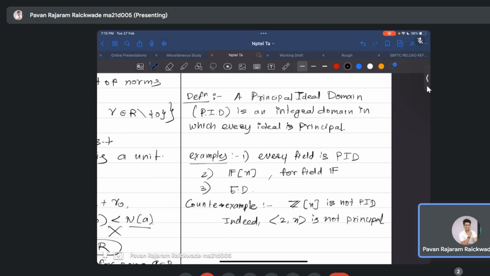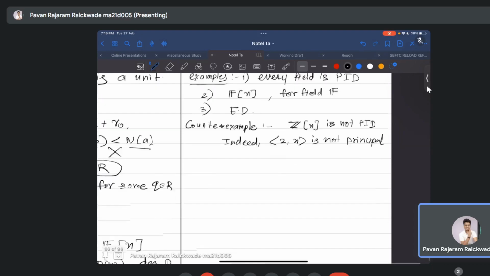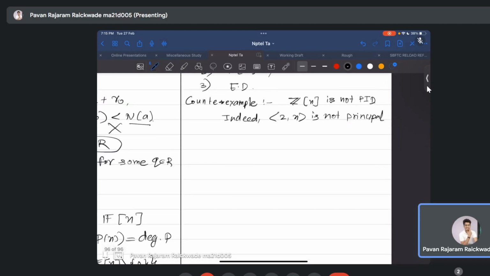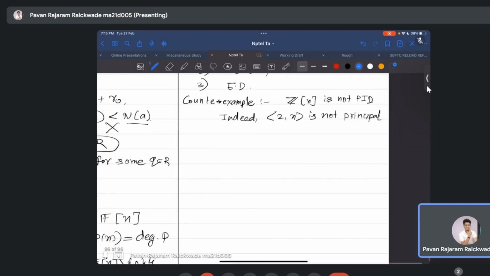So what is special about a principal ideal domain is the following proposition. It forces every non-zero prime ideal to be a maximal ideal. So this is the important part.